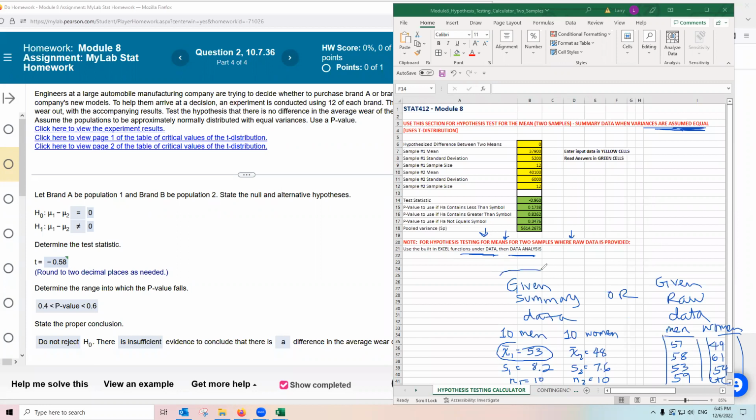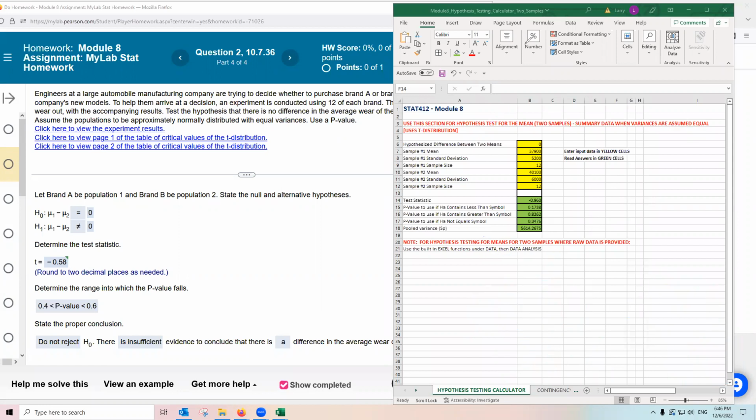If you're given summary data, we're going to be using this section up here. But if you're given raw data, I'm going to use the built-in routines that are already available in Excel under the data analysis menu. So let's go to this first example here and take a look at what they're asking us about.